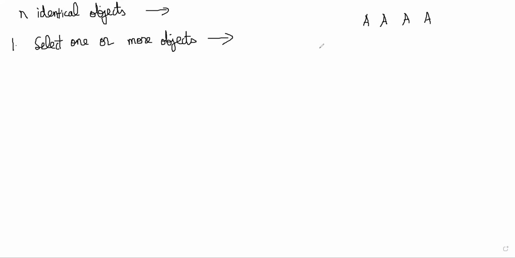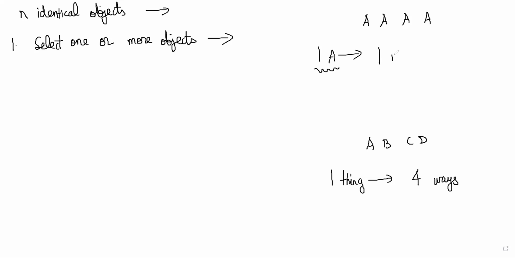So suppose you have to select one A, right? How many ways can you do this? 4? No, there's only one way. No, it's not four. Why is it not four? Because you have to choose 1? No, that is not the reason. Because all the A's are identical, are the same, right? It's not because you have to choose one. If it was A, B, C, D, and you have to select one thing, that would have been four ways because they are different things. Right now, it is only one way.